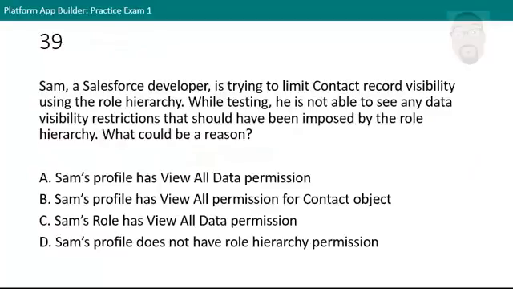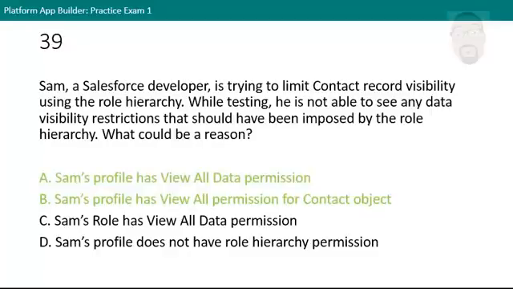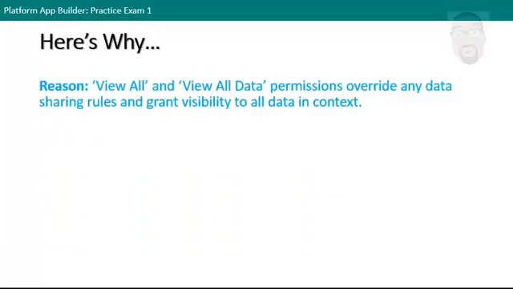Sam, a Salesforce developer, is trying to limit contact record visibility using the role hierarchy. While testing, he is not able to see any data visibility restrictions that should have been imposed by the role hierarchy. What could be a reason? Sam's profile has view all data permission, or Sam's profile has view all permission for contact object. View all and view all data permissions override any data sharing rules and grant visibility to all data in context.